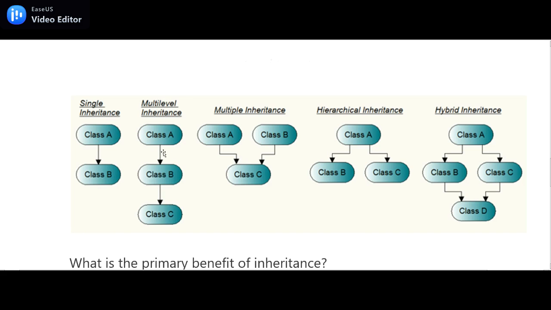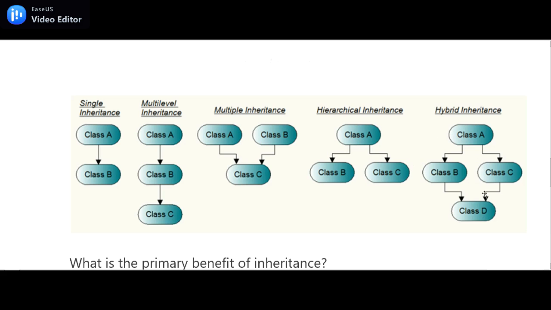Multi-level means we have a class chain. Suppose class B is the child of class A and class C is the child of class B, like that. Multiple inheritance, this concept we discussed previously, right? Multiple inheritance Java does not support, because one child should not have multiple parents. This is not allowed in Java. And these two are allowed: hierarchical inheritance and hybrid inheritance. Hierarchical means one parent may have multiple subclasses.